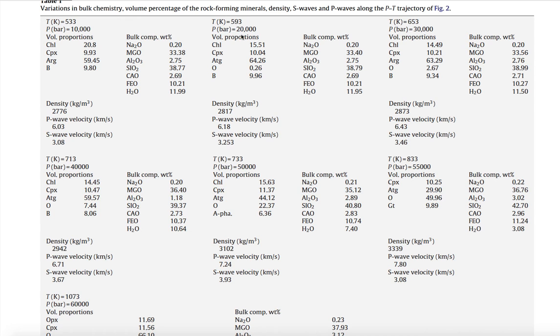So then I did it for 593 Kelvin and 20,000 bars, then you are getting the first olivine, yeah, and then at 653 and 30,000 bars, and then you are always getting a change in your bulk rock chemistry and a change in your density of the rock sample, and you change the P-wave velocity and then the S-wave velocity.